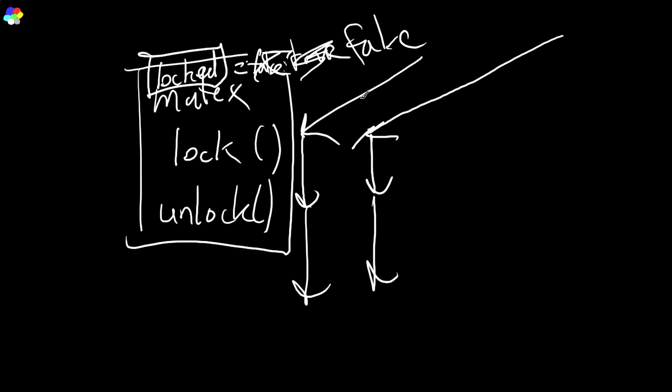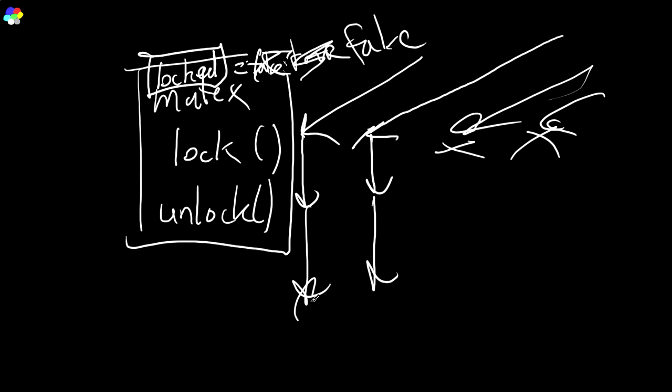And the first thread that tries to lock the mutex will pass through, but every other thread will block until the first one unlocks, and then one of these threads, only one, will unblock. And when this one unlocks, then the last one will unblock, and so forth.